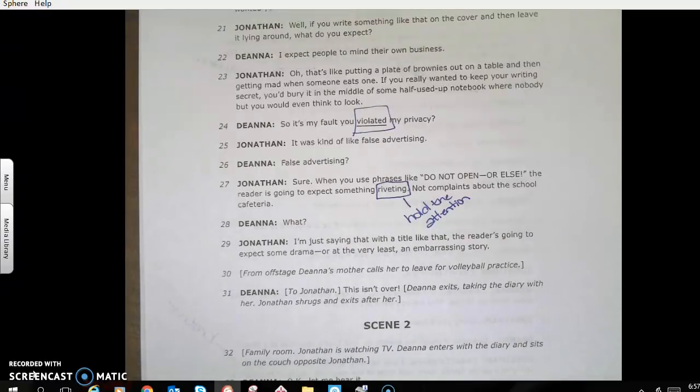From offstage, Deanna's mother calls her to leave for volleyball practice. Deanna, to Jonathan: This isn't over. Deanna exits, taking the diary with her. Jonathan shrugs and exits after her.